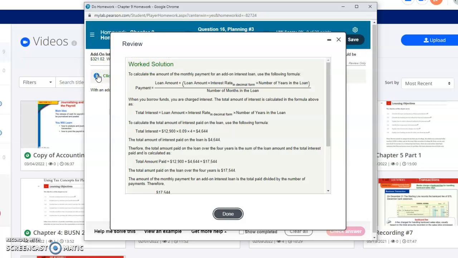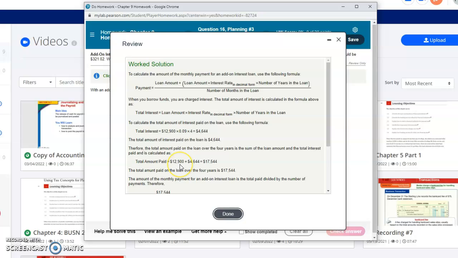So I'm going to click on my solution to give you an idea. This is the formula. I suggest you do what's in the parentheses first. Take your loan amount times the interest rate times the years, and then divide by the number of months in the loan. Then add the loan amount, like what they're showing you here. Mine was $12,900 times 9% times 4 years, $4,644.